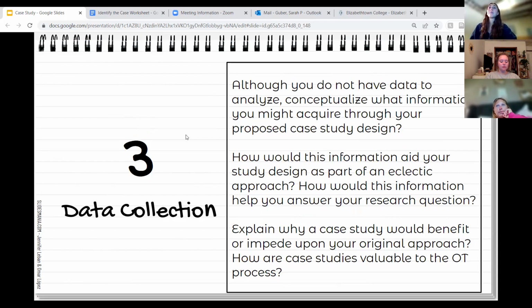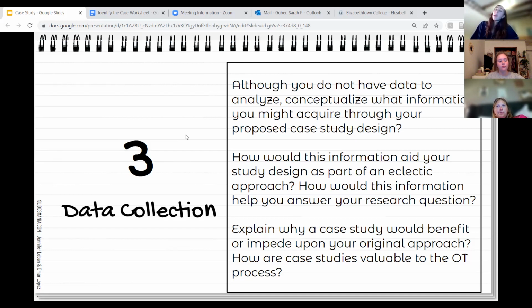Okay, finally, step 3, data collection. Although we don't have actual data to analyze, we want you to conceptualize what information you might acquire through your proposed case study design. Then think about how this information would aid your study design as part of an eclectic approach. How would this help the kind of study that you are presenting on? How would this information help you answer your original research question? And finally, we want you to explain why this case study would benefit or impede upon your original approach.